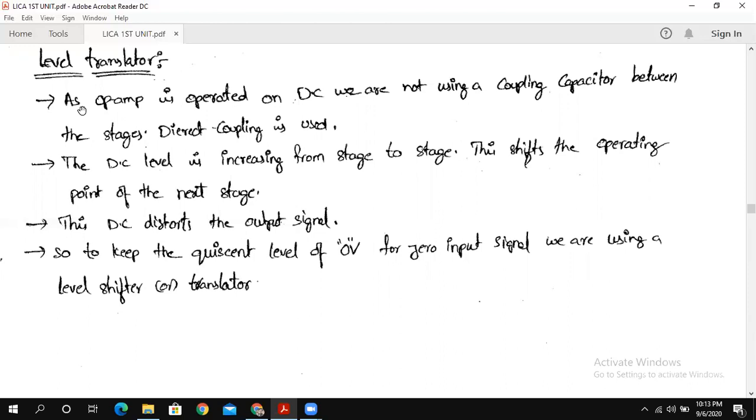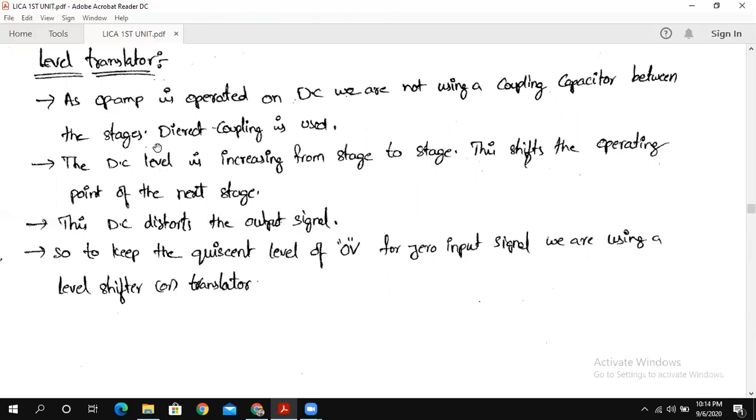So this level translator circuit, you can see. What is this level translator? Why are we going to use this level translator? Now we are going to see. Up to now we have discussed the 2 blocks, that is the differential amplifier circuits, which are directly coupled. As the op amp operates on DC, we are not using coupling capacitors between the 2 stages. That is what we have discussed about the first stage and second stage.